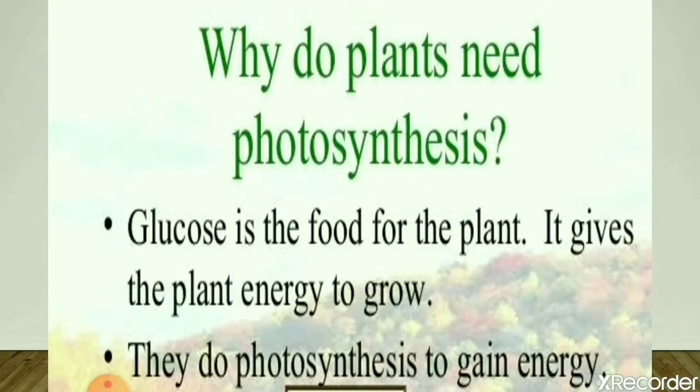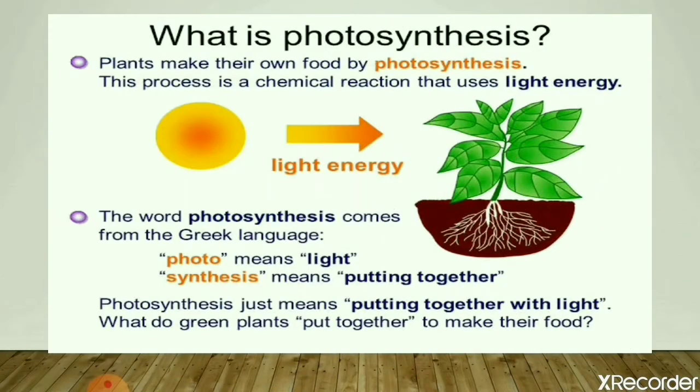The food present in the plants is called glucose. It gives the plant energy to grow, and plants do photosynthesis to gain the energy. So in a simple way, we can say that plants make their own food by photosynthesis. This process is a chemical reaction that uses light energy. The word photosynthesis comes from the Greek language, where photo means light and synthesis means putting together. Photosynthesis just means putting together with light.